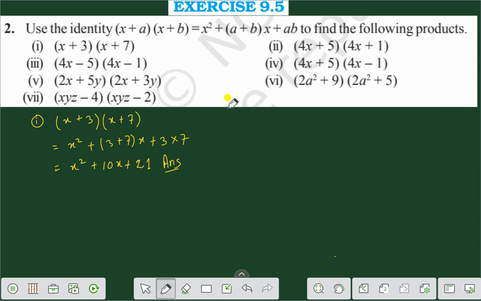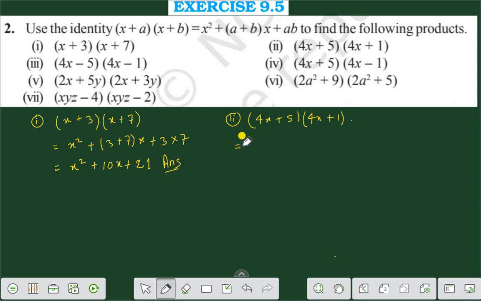We'll solve question number 2. Question number 2 here you see is (4x + 5)(4x + 1).